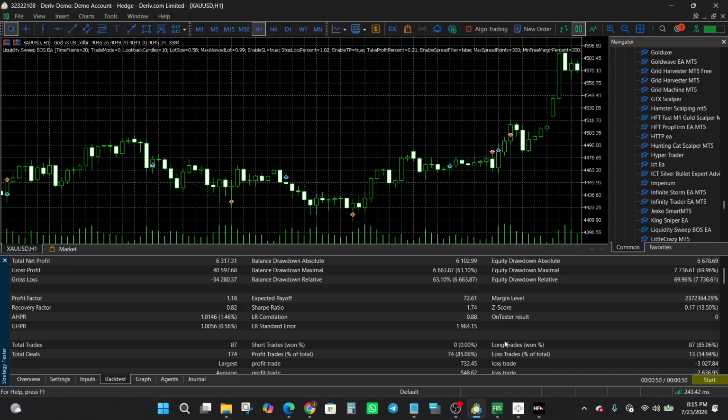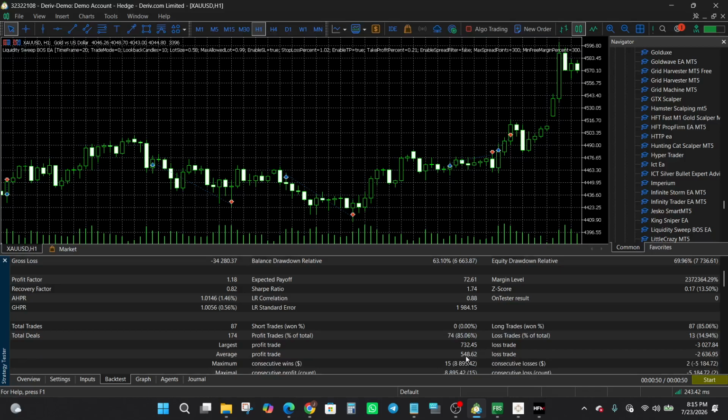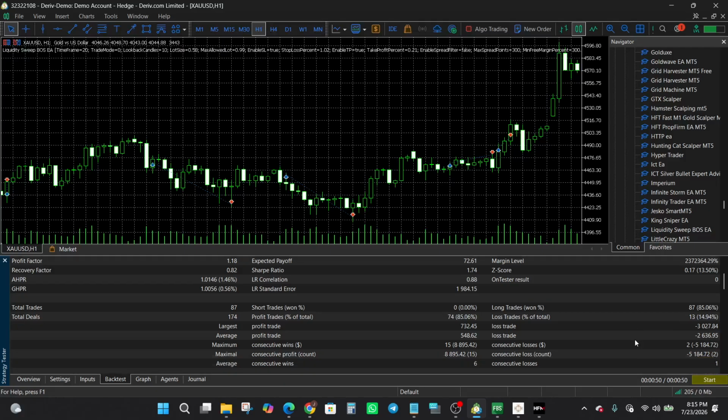Secondly, notice the mathematical structure between the targets. Okay, the average winning trade yielded roughly $548, while the average losing trade lost around $2,636. This reflects an asymmetrical risk to reward ratio driven by the tight 0.21% take profit versus the wider 1.02% stop loss. Now, because profits are taken quickly relative to the stop distance, the strategy relies heavily on a high win rate to maintain profitability. So I'm still going to recommend running longer term testing yourself across different market cycles so that you can get a more comprehensive understanding of how the EA behaves when market regimes change.